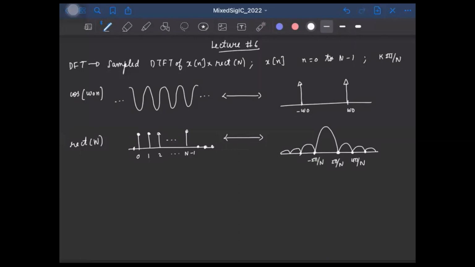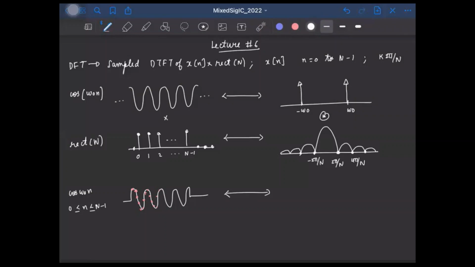Okay. So in the time domain, we are multiplying these two signals. So in the frequency domain, the spectra will convolve. So what happens here? We have cos omega naught n for 0 to N minus 1 samples, right? So here we'll have something like this. Again, please note that these are all discrete samples. Only for simplicity, I am representing them as some continuous time signal.